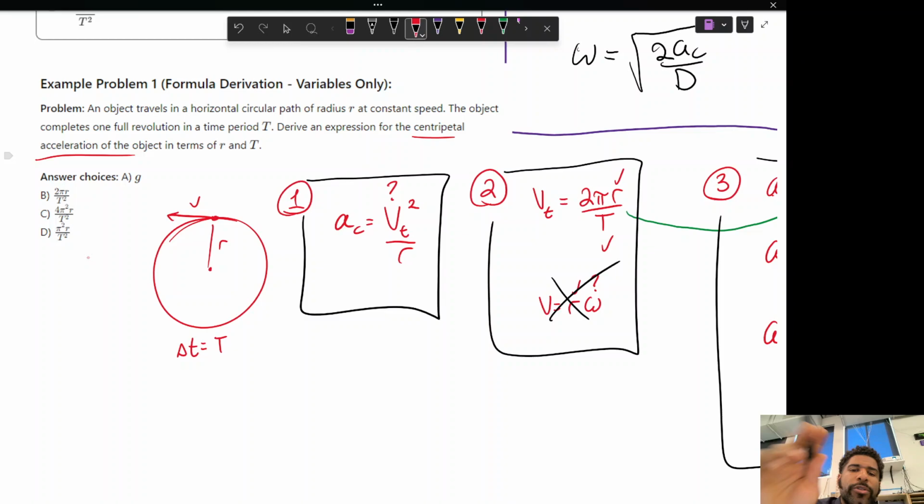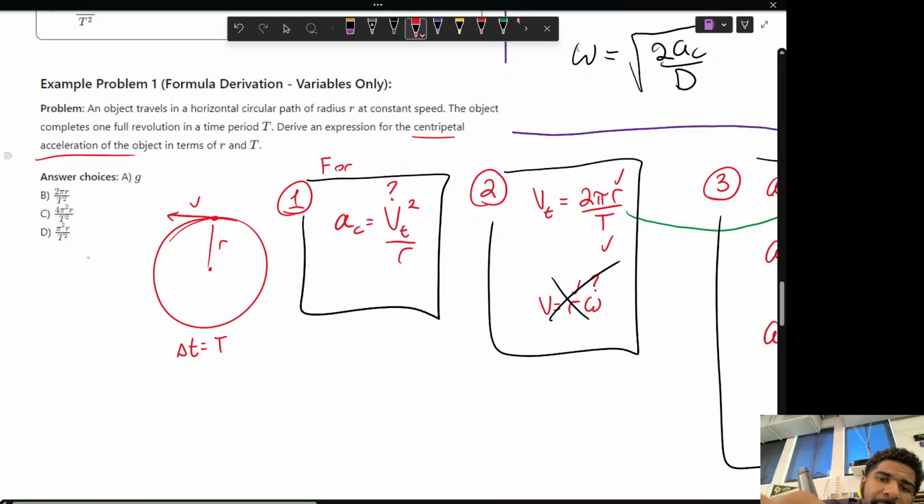Where do I start? I start with my formula. The reason why I picked this one is because I want centripetal acceleration, so that's the only formula I have that involves that. However, when I put this in, I know what my radius is because that's given to me, but I don't know what the tangential velocity is.